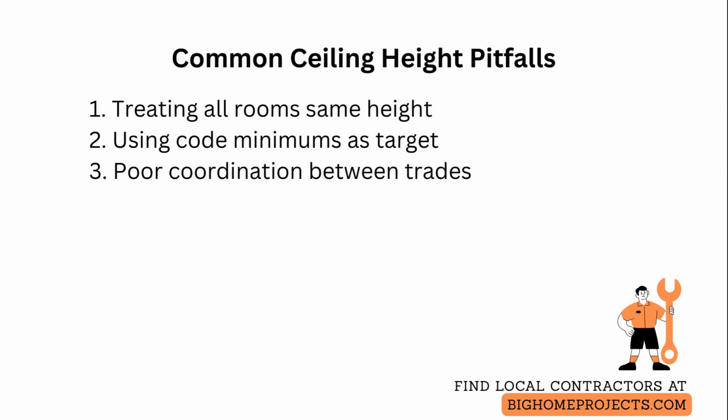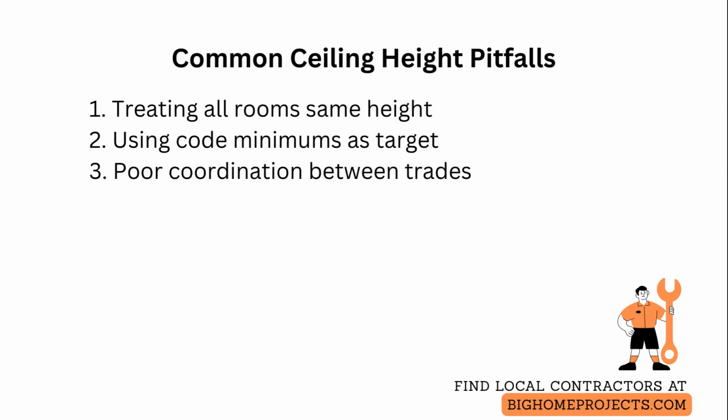Solve this by mapping mechanical and structural routes first and establishing a primary finished ceiling plane for most areas to minimize drop zones. Another issue is using local code minimums as the design target, which produces cramped spaces. Address that by treating minimums as absolute bottoms and aiming 1 foot higher in living spaces when budgets allow.